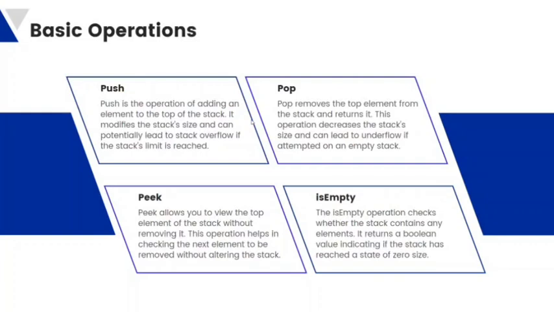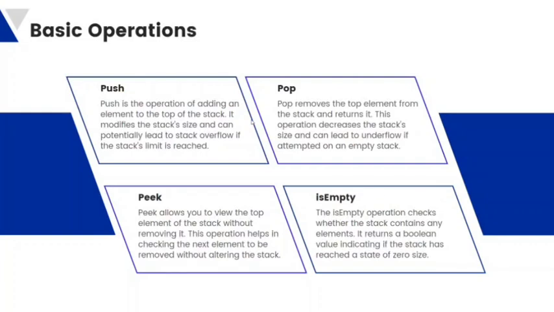Pop operation is also called the delete operation. Pop removes the topmost element from the stack and returns it. The operation decreases the stack size and can lead to underflow if attempted on an empty stack. Peek operation: using this peek operation, we can access the topmost element from the stack. This operation helps in checking the next element to be removed without altering the stack.